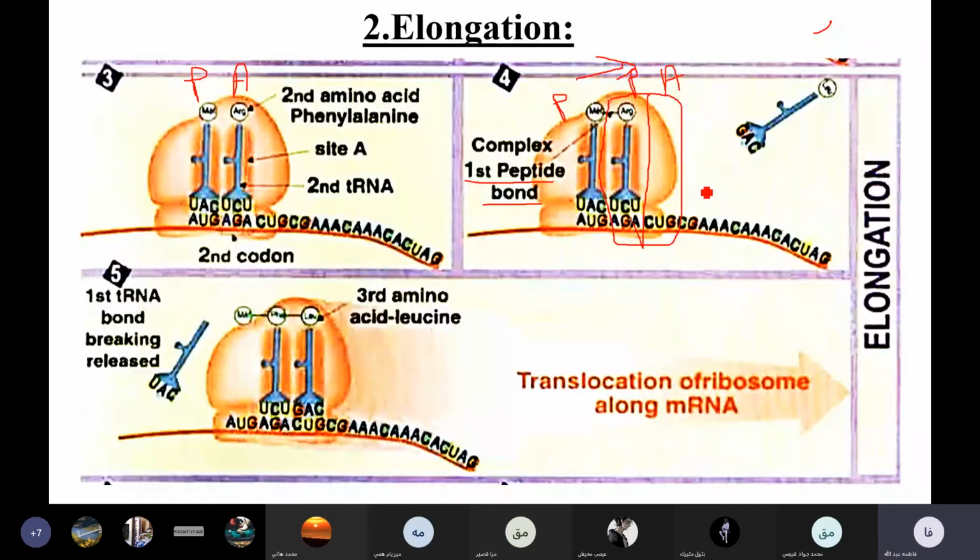Okay, the one that was in the A site will now be in the P site, and the A site is now empty, ready to receive the next transfer RNA. I have CUG, so a transfer RNA carrying GAC will come here, and on top of it is leucine, LEU. Now the P site is occupied and the A site is occupied.